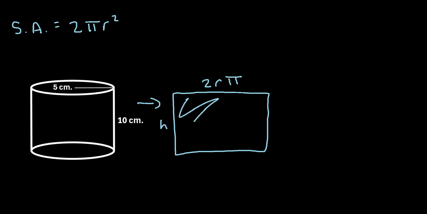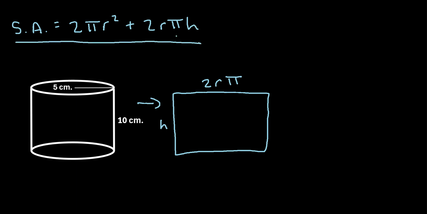And now to find the area of this rectangle right here, all we have to do is 2 times r times pi times the height. So we'll say plus 2r pi times the height. So this is the formula that you can use to find the surface area of any cylinder. So let's go ahead and find the surface area of this particular cylinder.